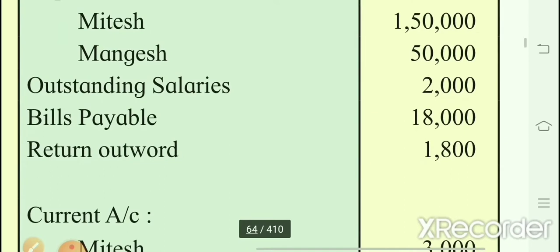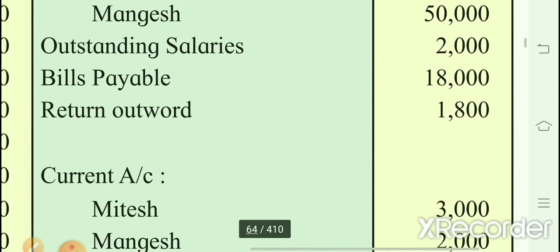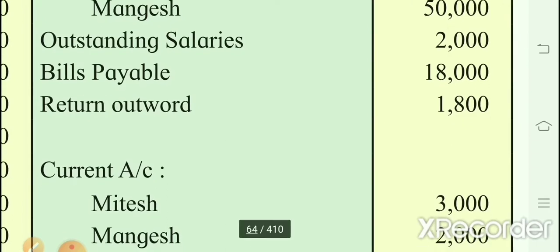Next, outstanding salaries. It will appear on the liability side by rupees 2,000. Bills payable on the liability side. Return outward means it's our purchase return. All of you know purchase returns are deducted from purchases.